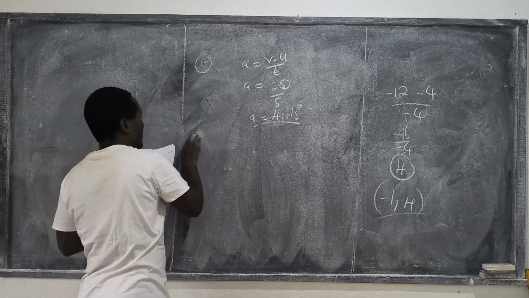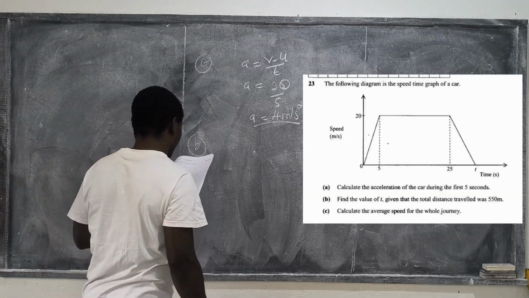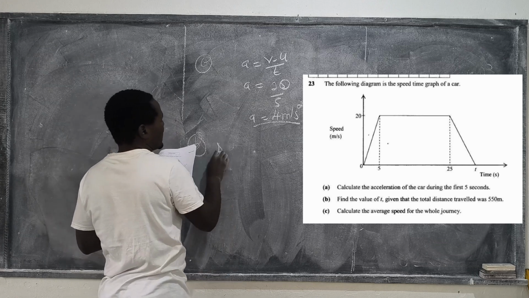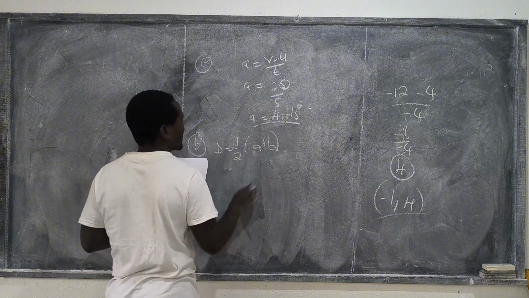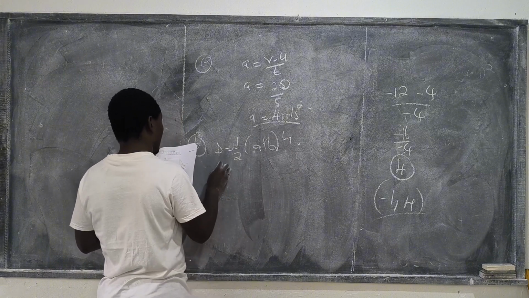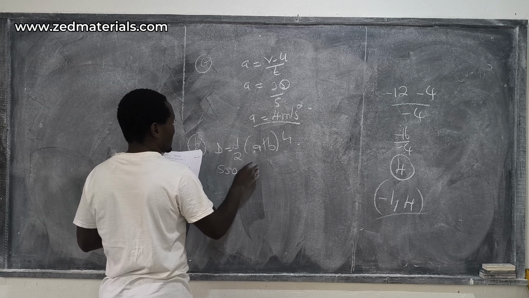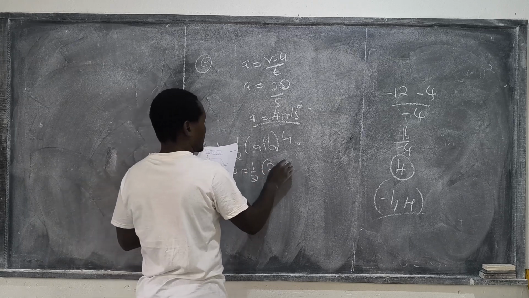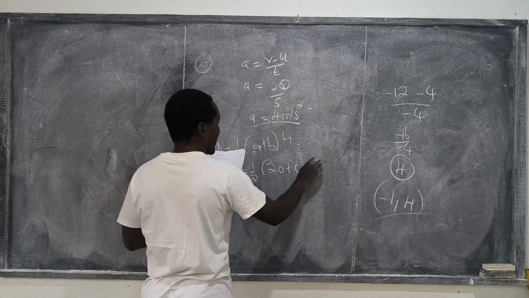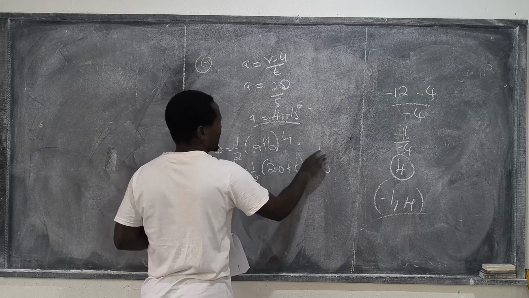You go to B. Find the value of t. So you just say distance is equal to half open bracket a plus b close bracket, then you have h there. The distance is 550. So you say 550 is equal to 1 over 2 open bracket your a, you have 20 plus t close bracket, height, it is 20. So this and that, it is 10.